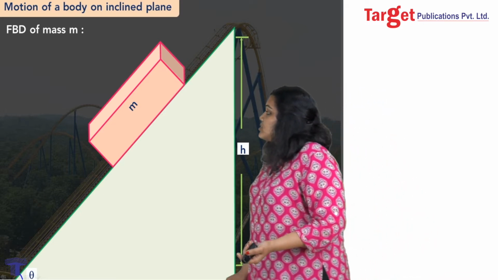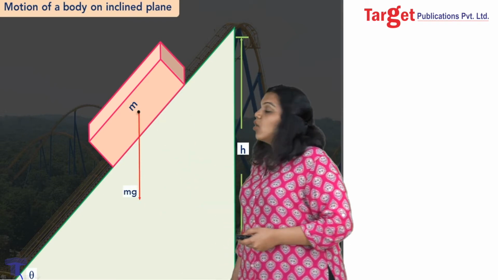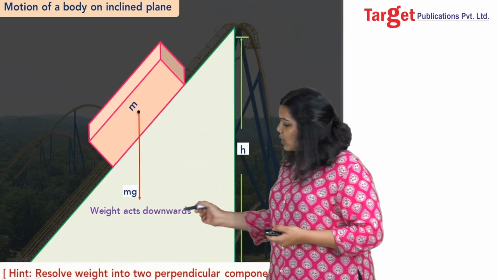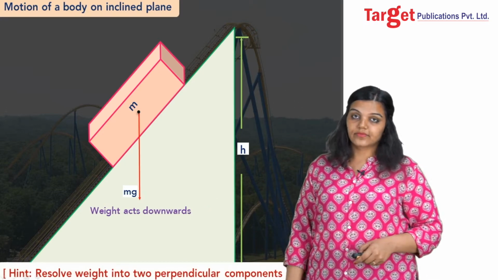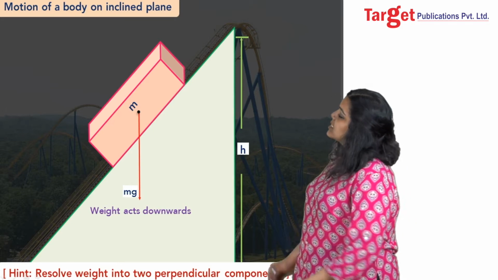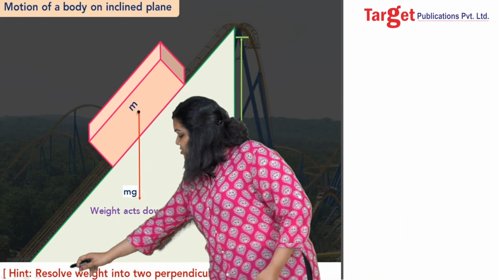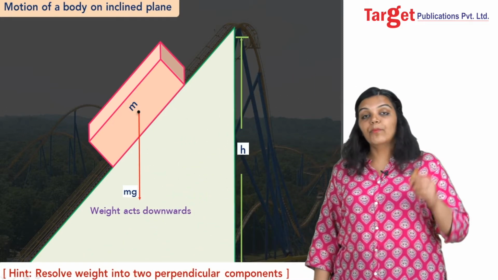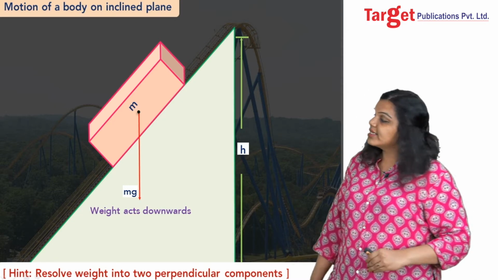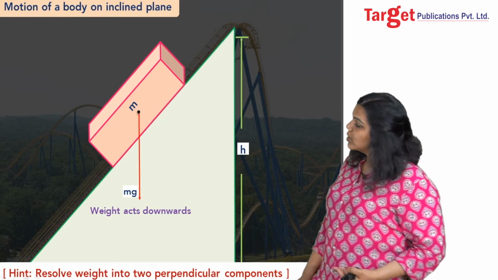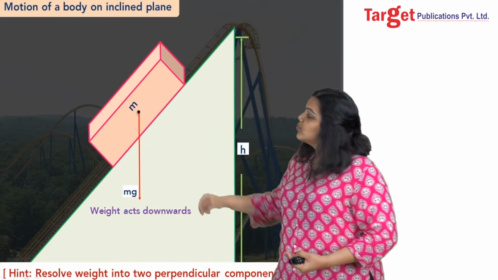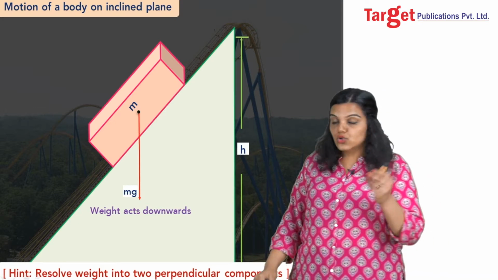The first thing, of course, I'm going to draw is the weight of this body, and that is nothing but mg. Now I know that weight always acts in the downward direction. But the most important hint I can give you is that whenever an object is placed on an inclined plane, you must resolve the weight into two perpendicular components, and not just any two perpendicular components. You must resolve it into two components, one which is parallel to the plane and one which is perpendicular to the plane. So let's do it.